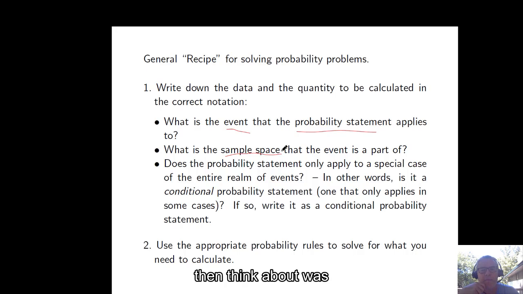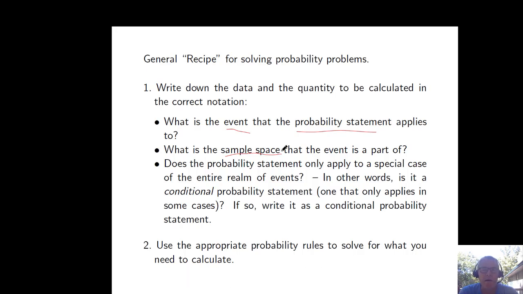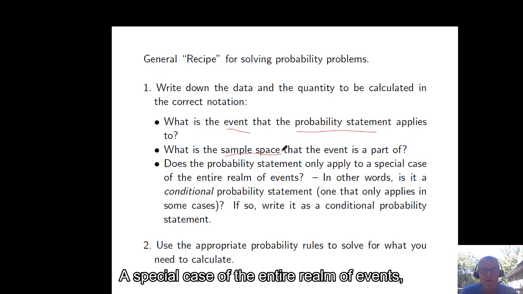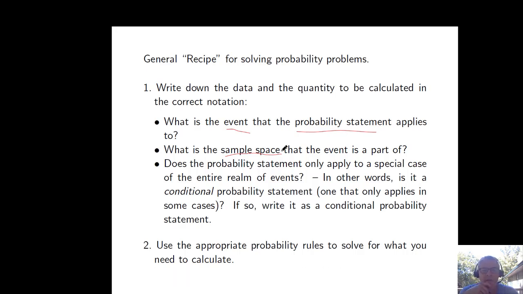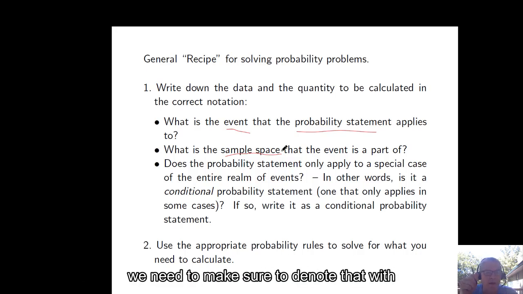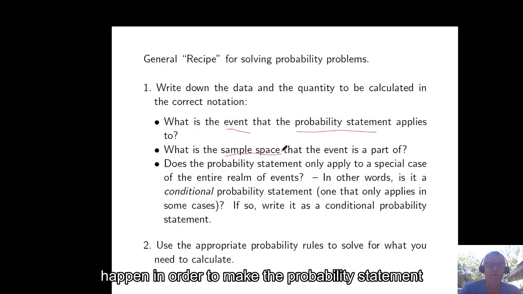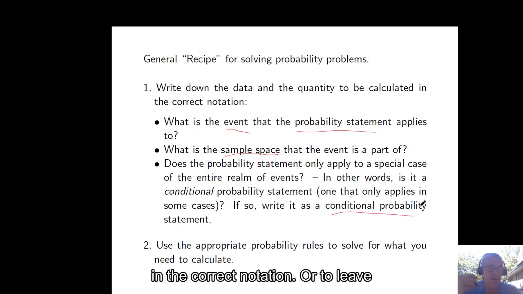And then think about, was that probability statement just a special case of the entire realm of events? Was it a conditional probability that depended on some condition being true? In that case, we need to make sure to denote that with the bar and what event has to happen in order to make the probability statement true. So it's really important to write down a conditional probability in the correct notation, or to leave it undecorated if it's not a conditional probability.